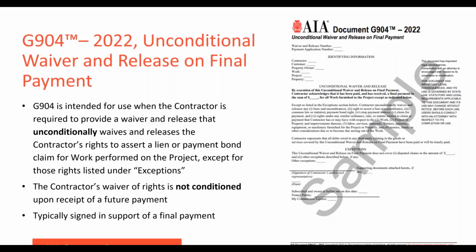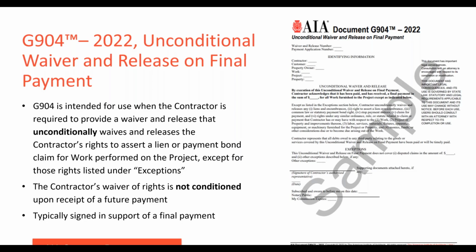And as for our last lien waiver form, we have the G904, unconditional waiver and release on final payment. This form is intended for when the contractor is required to provide a waiver that unconditionally waives and releases lien rights for work performed, except for those listed under the exceptions paragraph. And so similar to the G902, this form contains that bold language stating that the contractor acknowledges that it's been paid and it has received a final payment in a particular sum for the work that it's performed on the project.